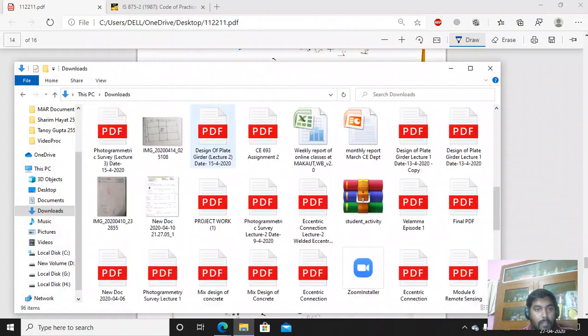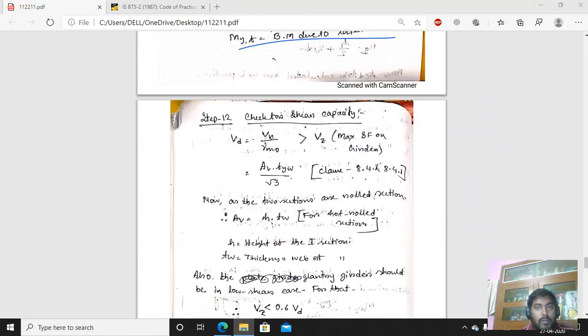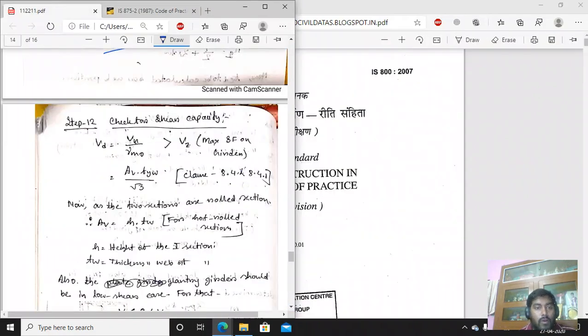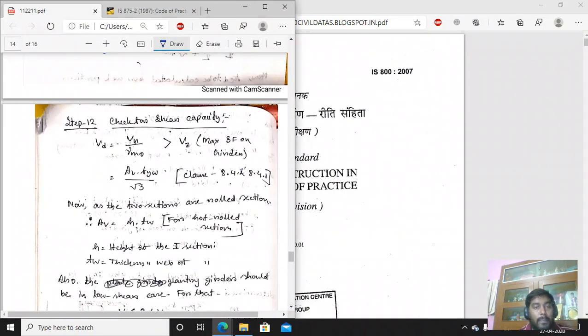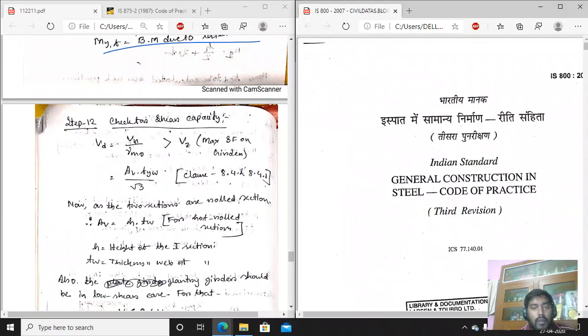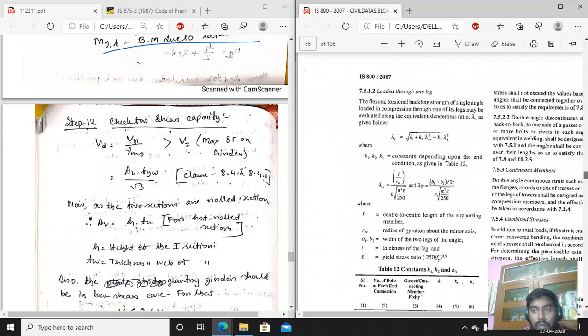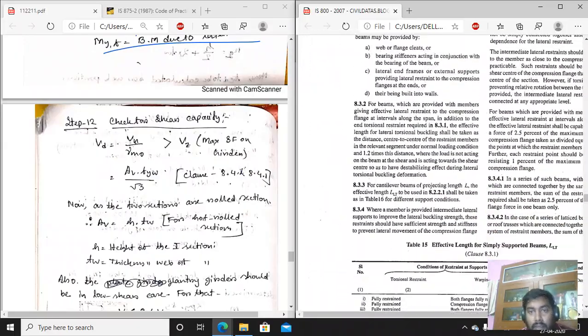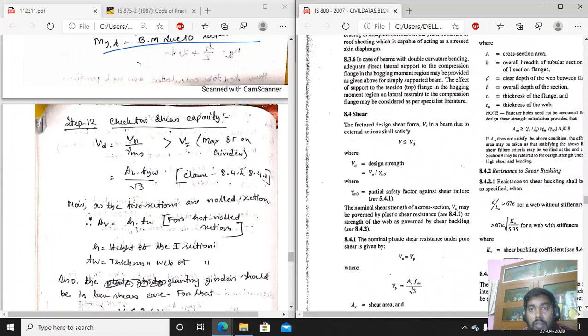Okay, let's open IS 800 here. Check for shear capacity as per clause 8.4 and 8.4.1. So let us go to clause 8.4. I think it is here. Okay, 8.4, so it is here.